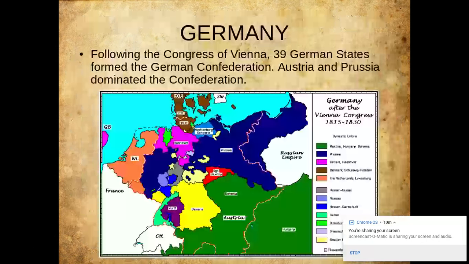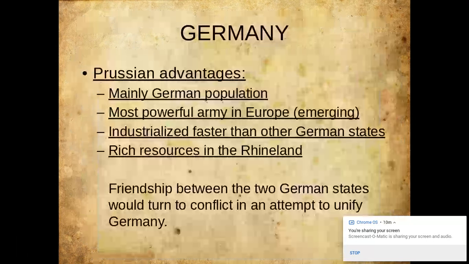So Prussia is in blue here, as you guys can see, the dark blue, and those are also split up into different states and kingdoms. So Prussian advantages. Prussia was mostly composed of German people. They were the most powerful army in Europe. They were emerging. They were more of a younger country. They were very much industrialized.